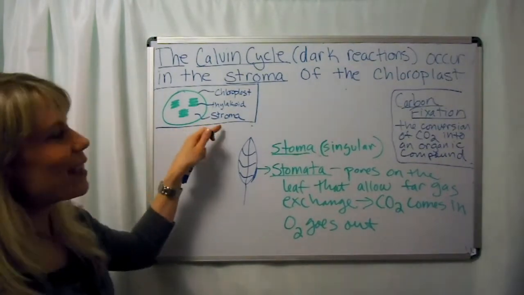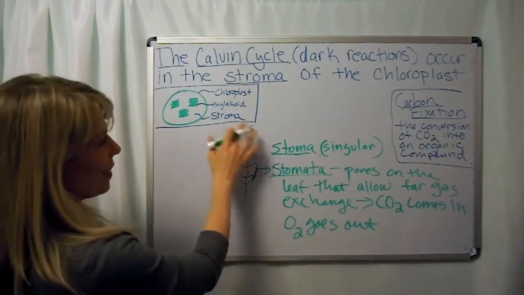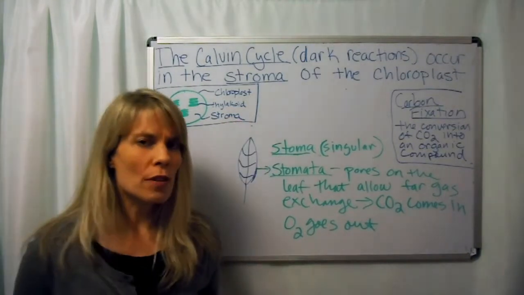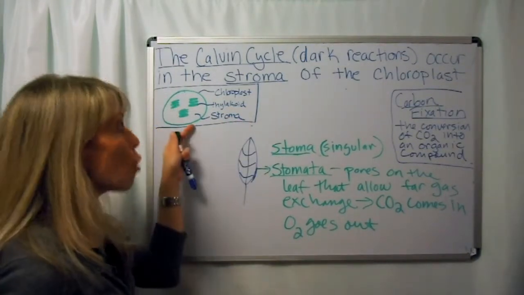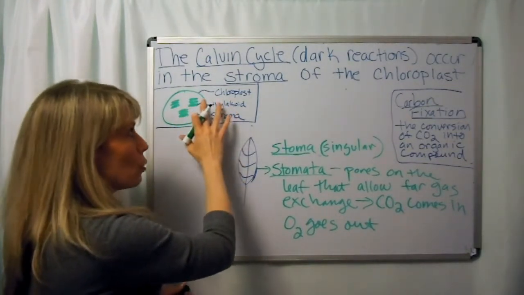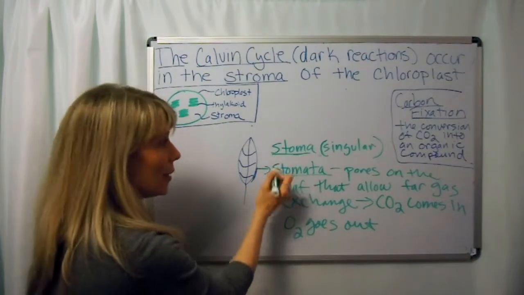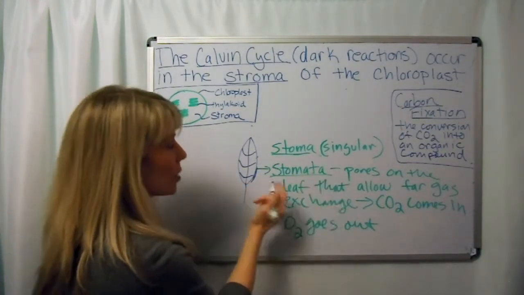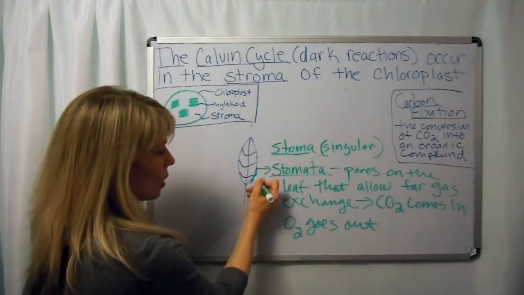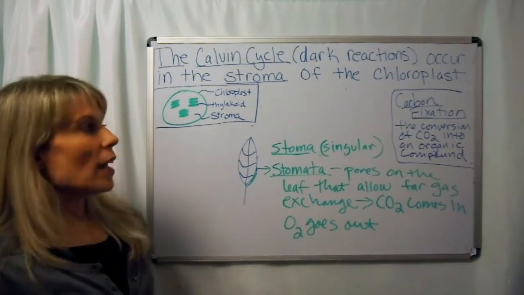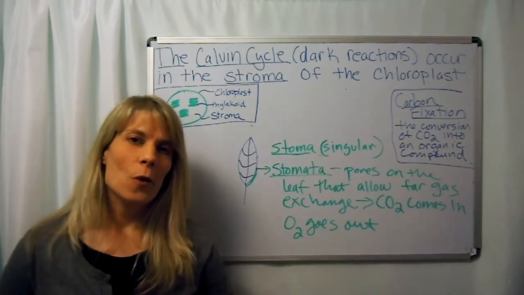Now, this is a tough one, and I'm glad this is up here to show you that, because this will come up. It's like, is it the stroma or the stoma? Stroma is that fluid surrounding the thylakoid inside the chloroplast. Stoma is a pore, or stomata are pores, on the underside of the leaves that allow for the gas exchange. Okay, that's it. I hope this was helpful.